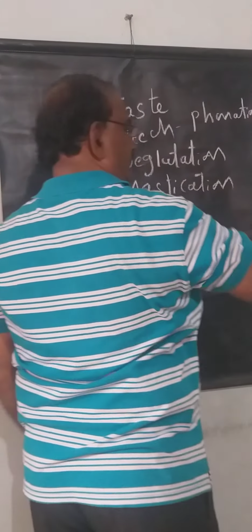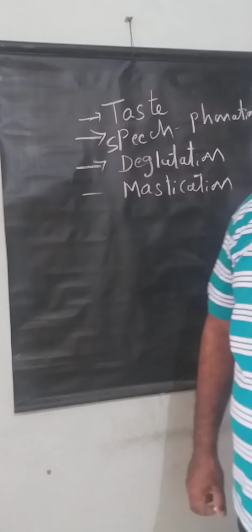For the taste, different taste buds are present in the tongue. Hence, the tongue is associated with these 4 functions: the taste, speech, mastication and deglutition. Deglutition means swallowing. Mastication means chewing. These are the functions related to the tongue.